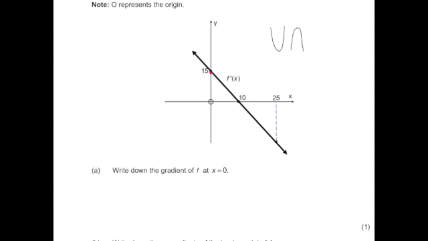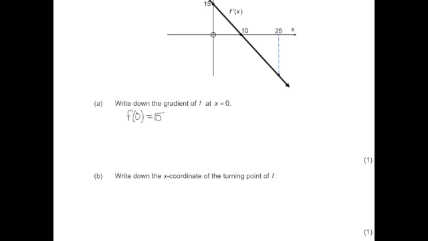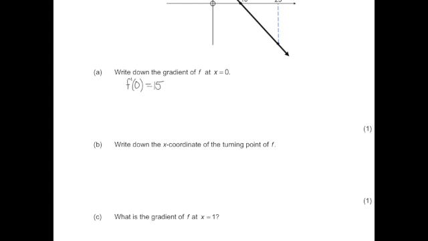And as we can see, where x equals 0, y has a value of 15, so we know that it's going to be 15, and I'm just going to write it down, equals 15. But really, I could have just read it off the graph over there. And let's move down. It's now asking us to write down the x-coordinate of the turning point of f. And this is another one we don't have to really show any calculations for. We know that that's going to be the x-intercept. So I'm just going to write down the x-coordinate. x equals 10.